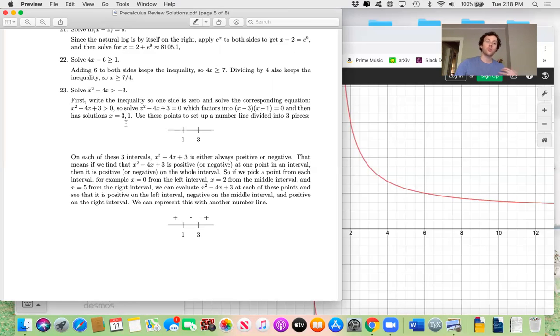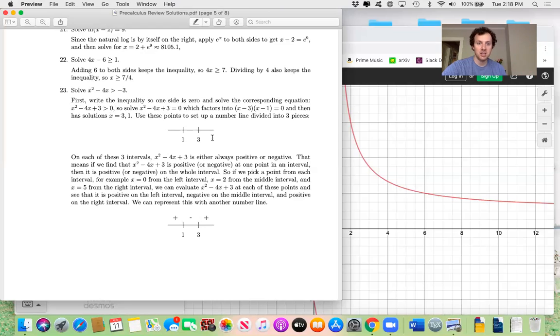What you do with those points for these more complicated inequalities is you use those to actually set up a number line. So 1 and 3 cut up our number line, these 2 points cut it up into 3 pieces. And then here's the idea. 1 and 3 are the places where this function is 0. That's what we learned by solving this equation.